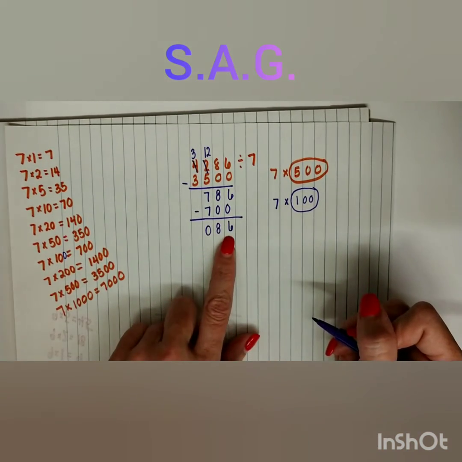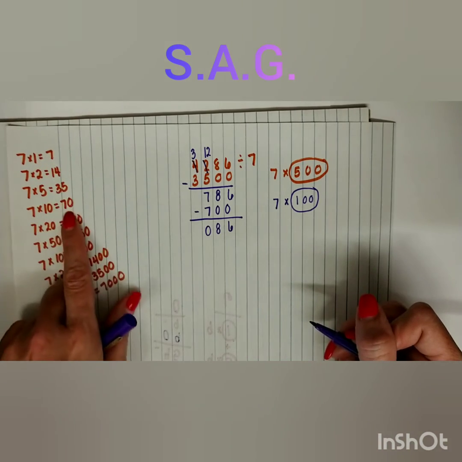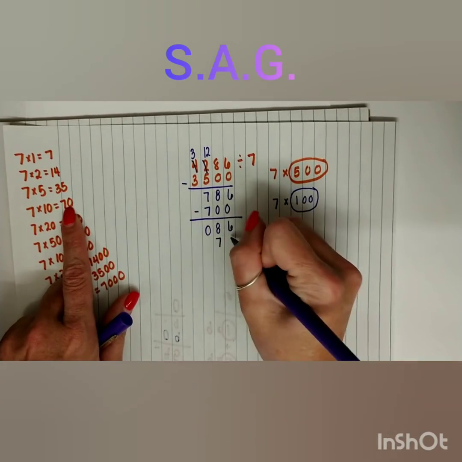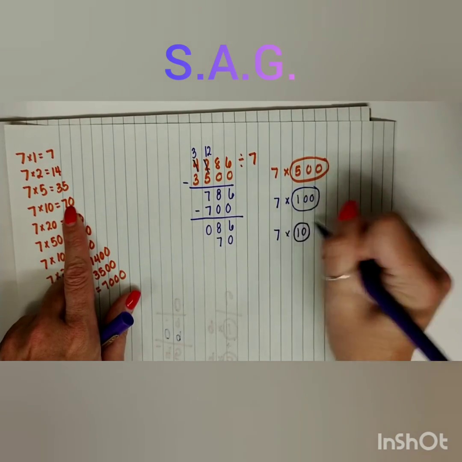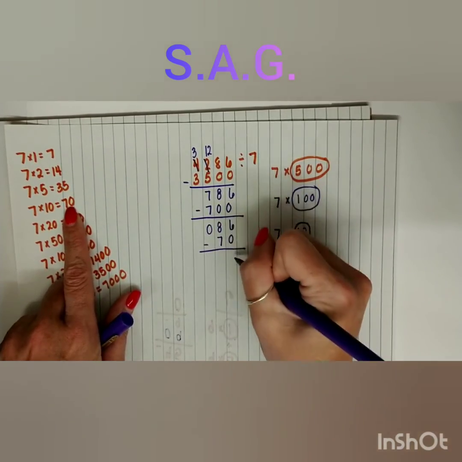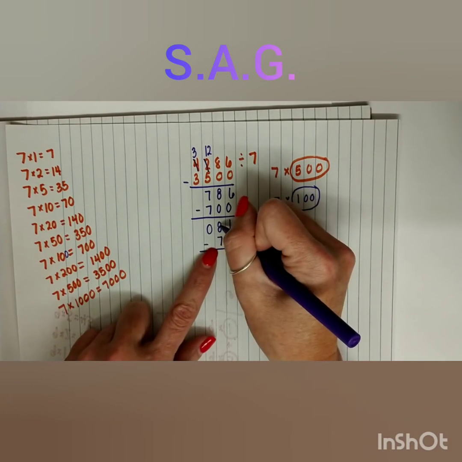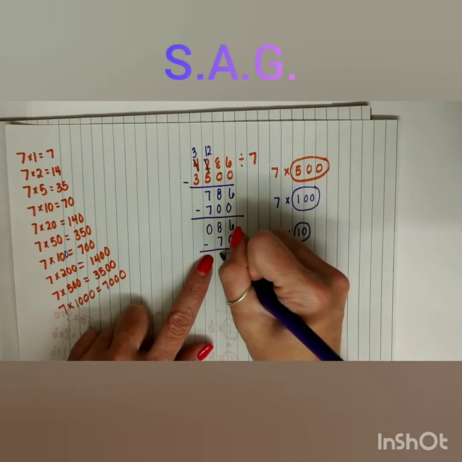Now I have 86. Something close to 86. I have 70. Let me do that. And that's 7 times 10. 6 minus 0 is 6. 8 minus 7 is 1.